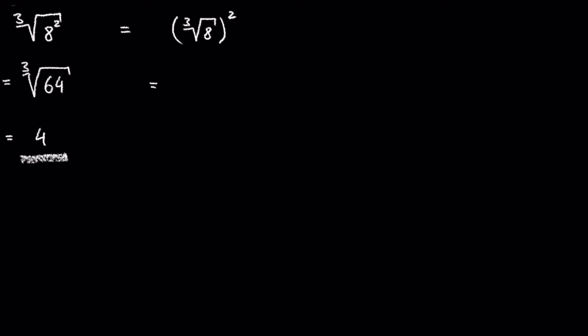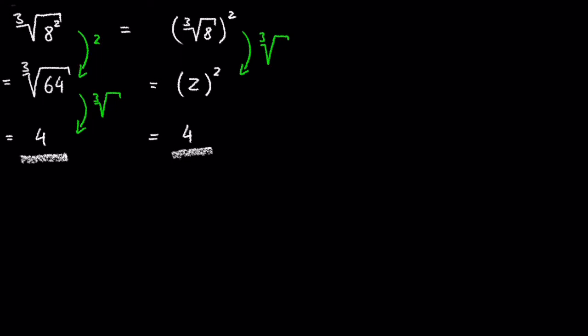And at the right expression, we first take the third root of 8, which is 2. And then we square the 2, which gives us 4. This rule clearly shows that it doesn't matter if we first raise to the power and then take the root, or if we first take the root and then raise to the power.